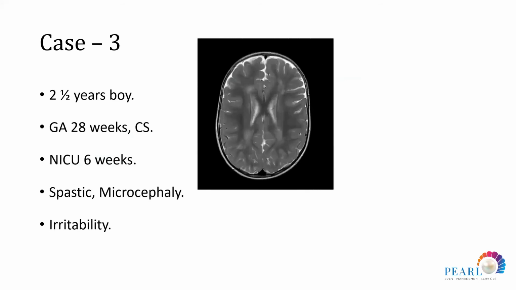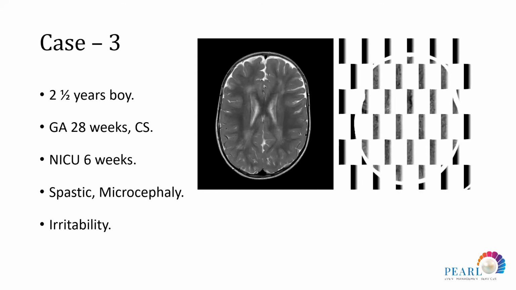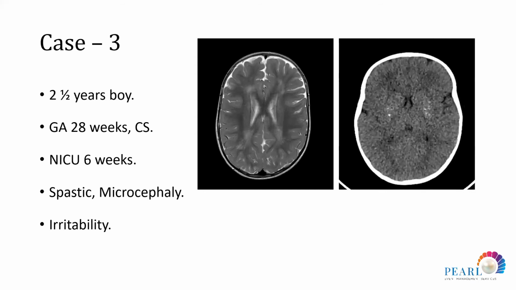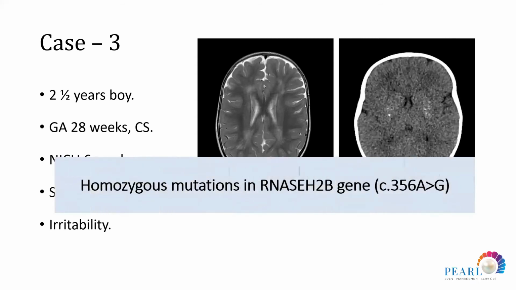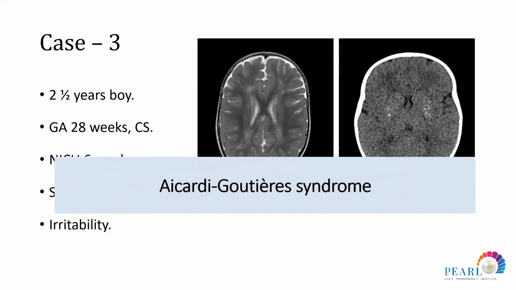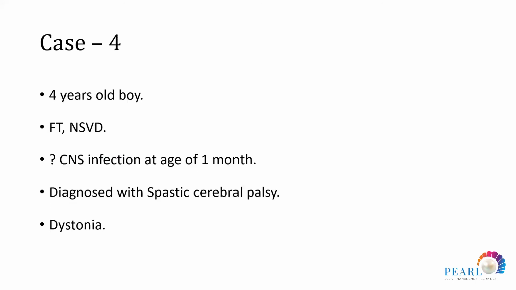If you look at the MRI, he's basically having white matter changes, but there is no reduction in the white matter. So this is likely a leukodystrophy rather than periventricular leukomalacia. And when we did a CT for him, he was having this calcification. So he was found to have a mutation in the RNASEH2B gene, which is an extremely common cause of Aicardi-Goutières syndrome in Saudi Arabia. And now we know that all these interferonopathies are kind of treatable.